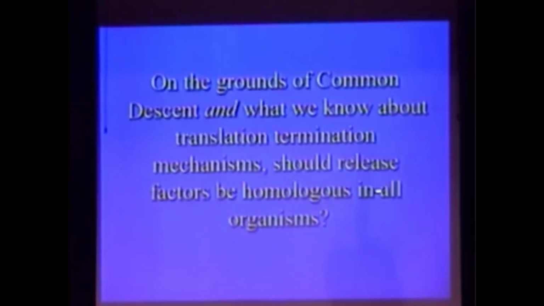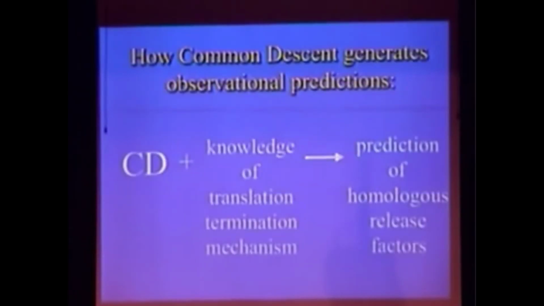They should be the same. If release factors are essential for any ribosome to function, and all living things share a common ancestor, when we look at different kinds of organisms, that protein should be largely identical. So there's a pretty clear prediction. And this happens all the time in evolutionary biology, where we take the theory of common descent, link it to other things that we know, and then we generate predictions that we can actually go out and check. All right.